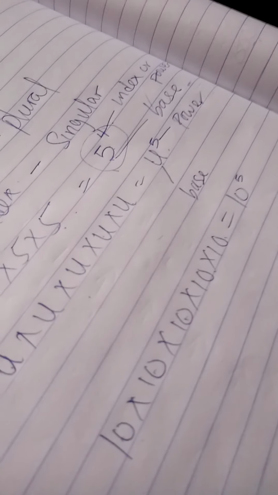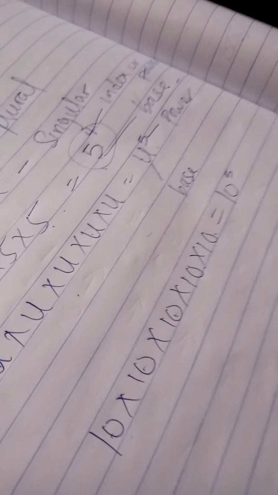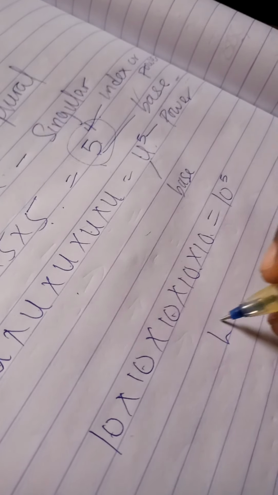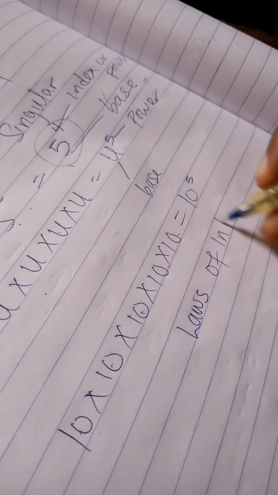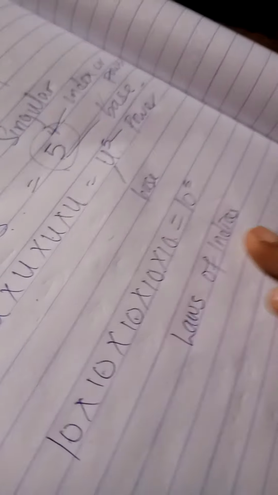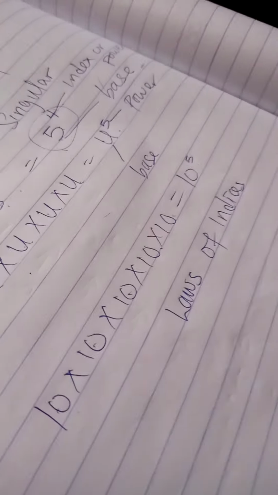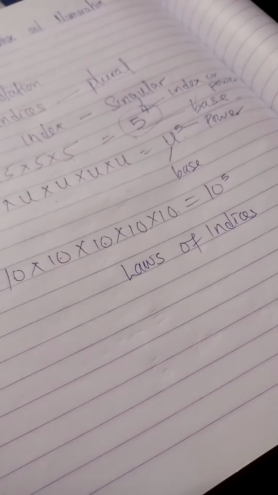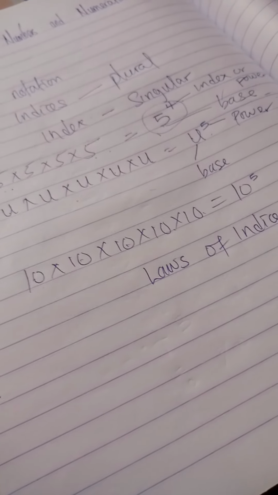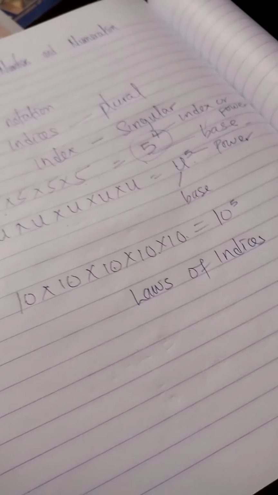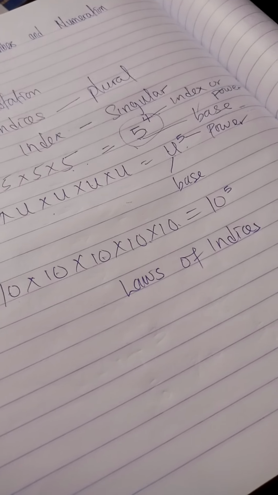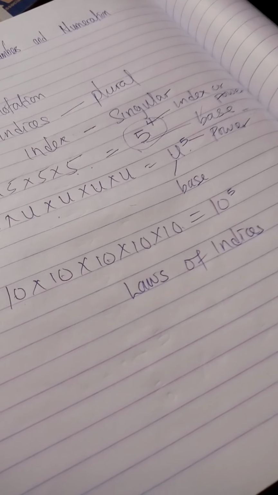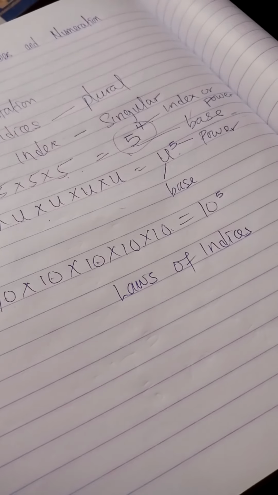But there are laws guiding indices. We call them laws of indices. The first law of indices states that to multiply any two real numbers in index form with the same base, you add the powers or indices of the base.